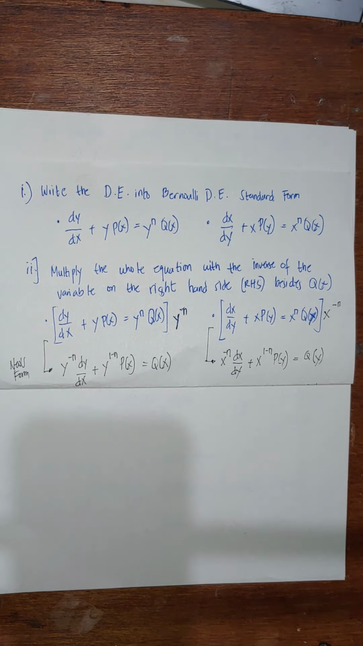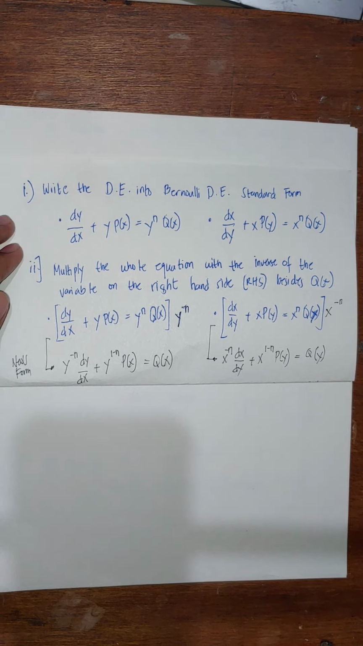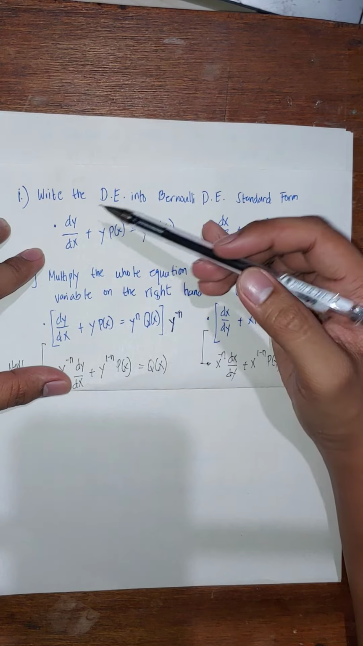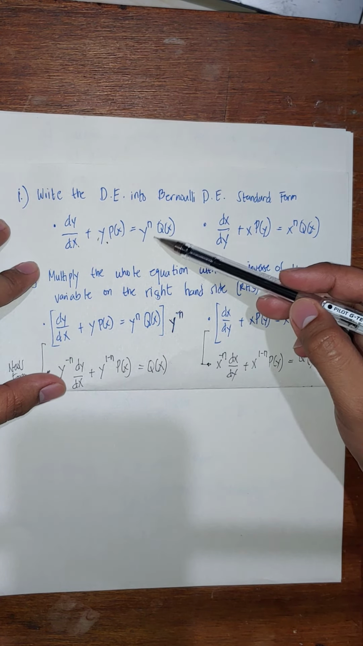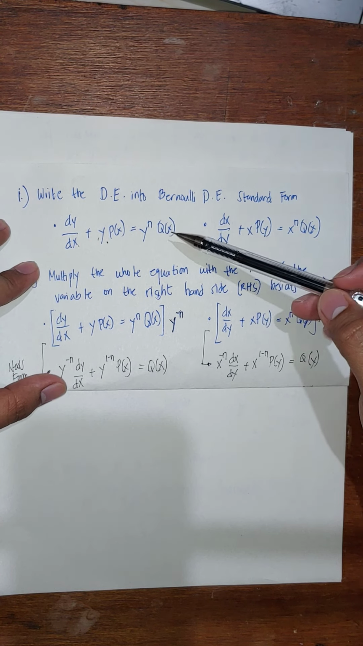Okay, class, to summarize our discussion for the differential equation nga Bernoulli. So again, ang Bernoulli differential equation is mura na siya related sa first order linear differential equation, but ang standard form is like this: dy over dx plus y times p of x is equal to y to the n raised to the nth power times q of x.